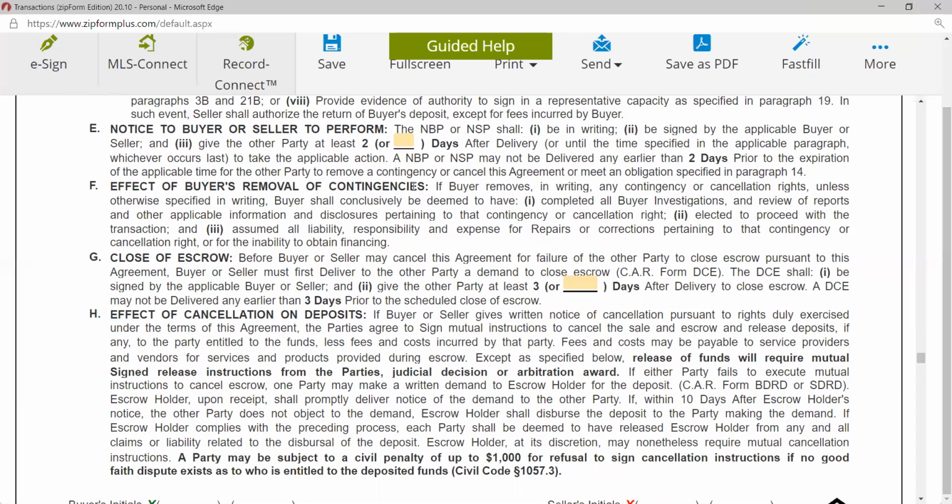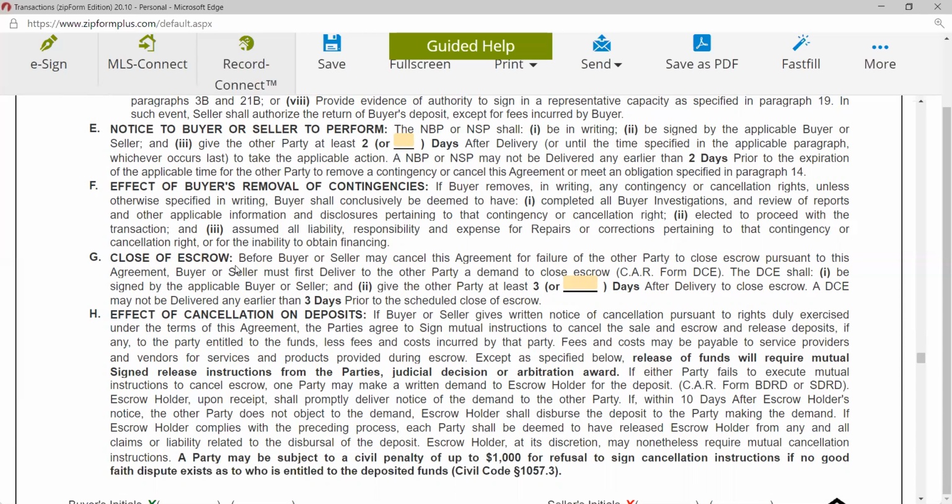The removal of contingency, see effective removal: if a buyer removes in writing a contingency or cancellation rights, unless otherwise specified in writing, buyer shall conclusively be deemed to have completed all buyer investigation and reviewed the reports and the applicable information and disclosures pertaining to that contingency or cancellation rights. Within the time frame of a contingency, you can either move forward to remove or you can cancel. Having elected to proceed with the transaction, buyer assumes all liability, responsibility, and expense for repairs or corrections pertaining to that contingency or cancellation right, or the inability to obtain financing. Remember that when the loan company denies our application, that's when we can ask for cancellation of the contract.